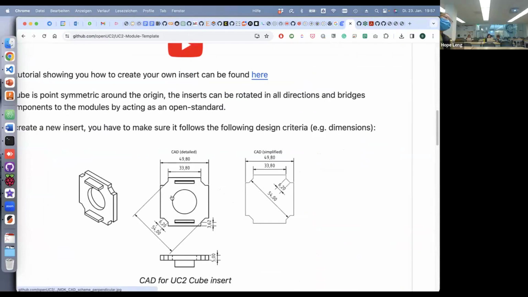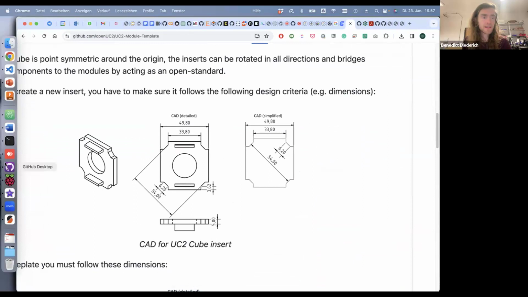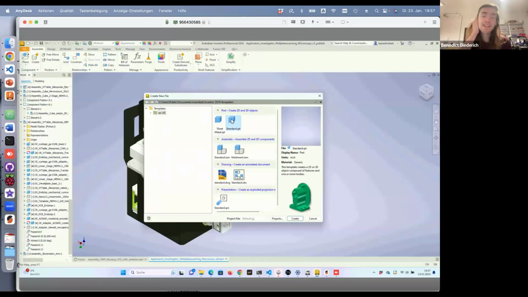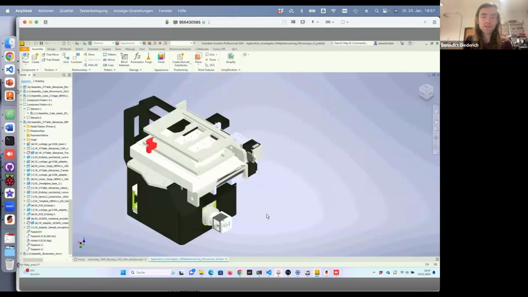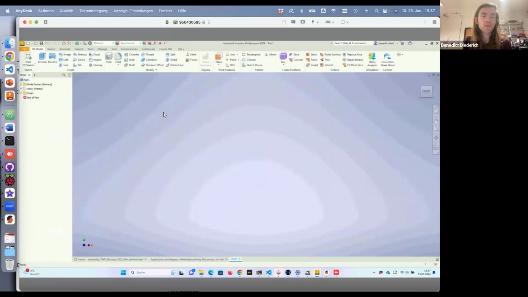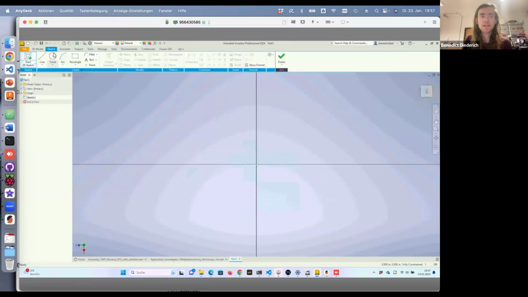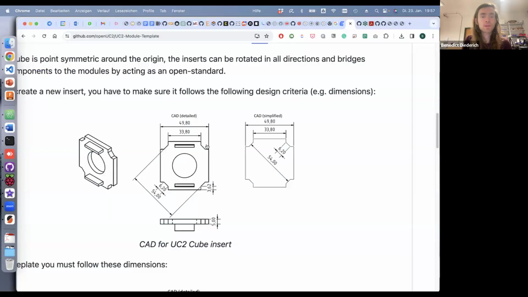And then you know the dimensions here. Then you open whatever CAD program you have, and in the best case, I'm connected and well prepared. So say we open a new part. This is Autodesk Inventor. This is the full assembly for a more complex microscope. But then what you would do is try to replicate the design, what we've seen here. What's important is it's 49.8 and 33.8 millimeters. So it's point symmetric.